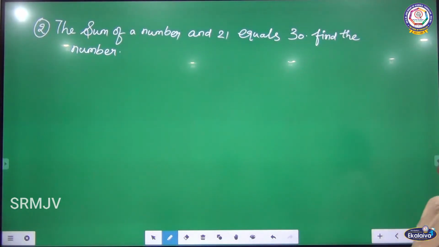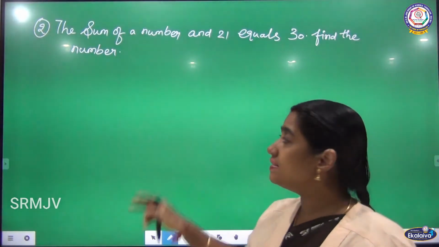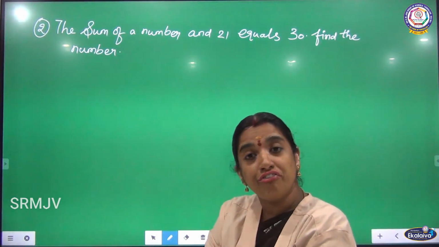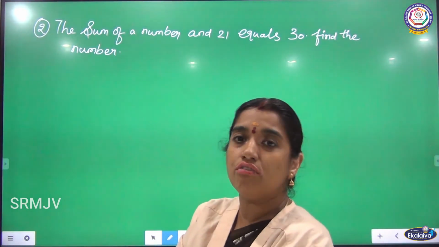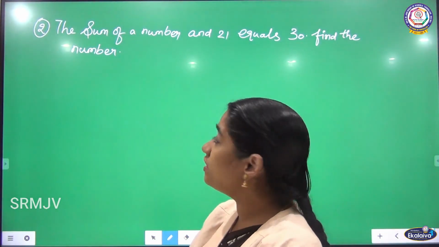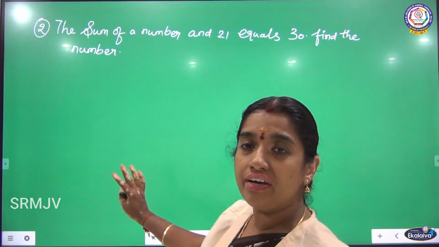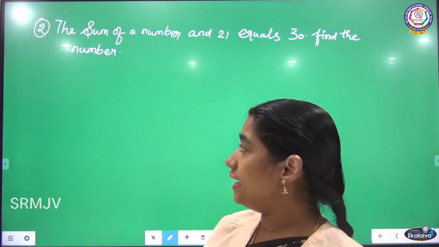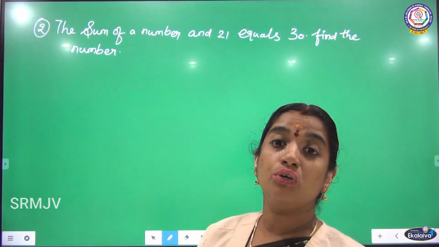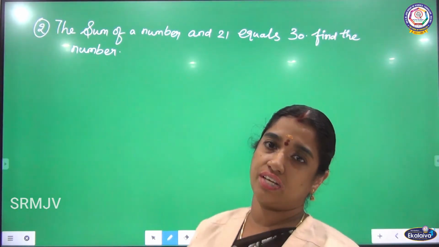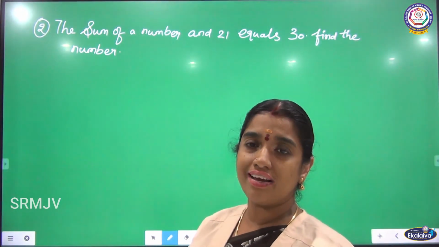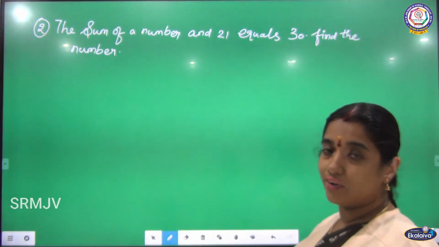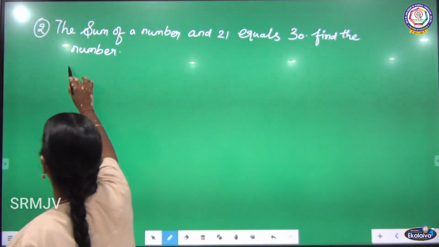Listen, shall we move on to the next sum? What is the difference between the previous sum and this sum? Here it is a statement. We have to frame the equation and then we have to solve the equation. But for the first sum, they themselves gave the equation, we only had to solve it and check. But here a statement is given, you have to frame the equation. After framing the equation, you have to find the solution for that. Got it?